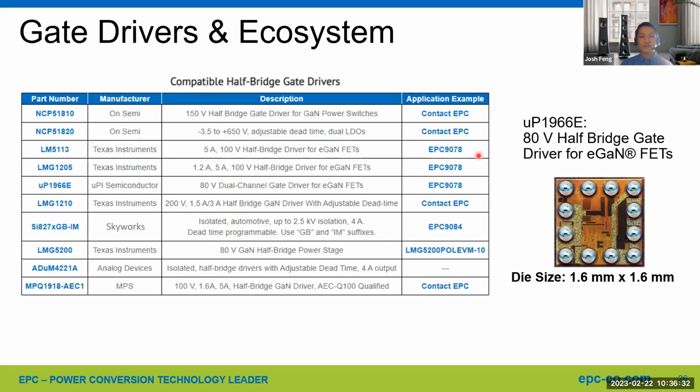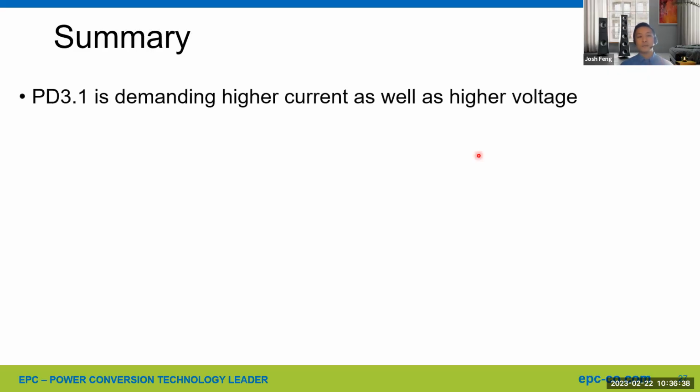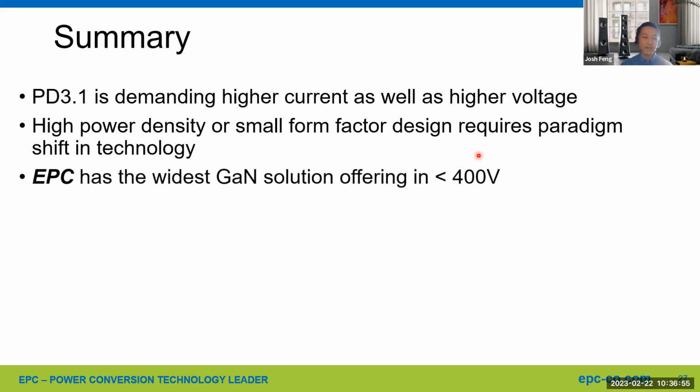All right, that's my last slide, and I will quickly run through the summary. Number one, PD 3.1 is demanding higher current as well as higher voltage, as I've mentioned a couple of times. Higher power density and small form factor design really require a paradigm shift in technologies, and I think GaN could be a vehicle to get us there.